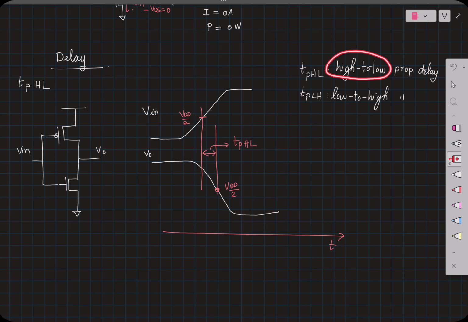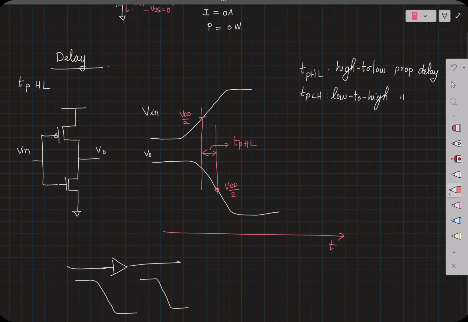Right? Now, if I were working with a buffer, the high to low propagation delay will correspond to the output going from high value to the low value. What is the input waveform corresponding to this? This is also high to low because this is a buffer, right? And then you would look at the VDD by 2 point, the 50% point at this node, 50% point at this node, and then you will measure the time difference between them. This becomes the TP high to low for a buffer.